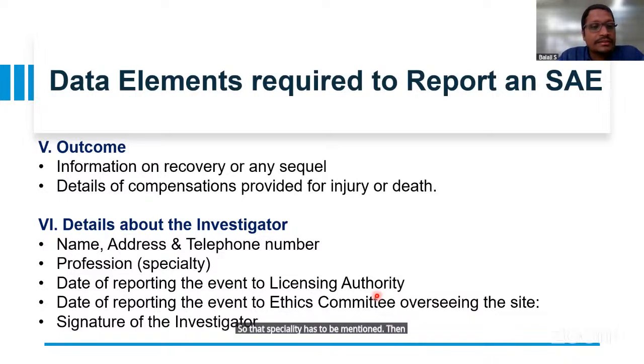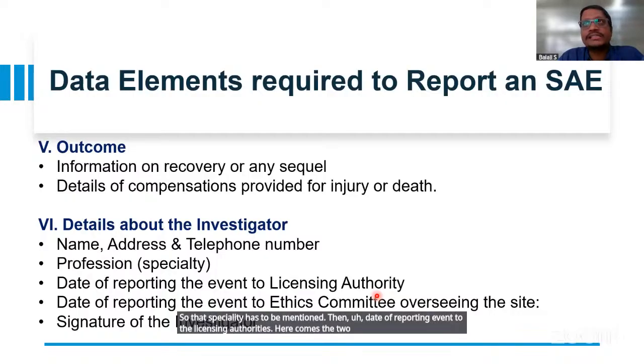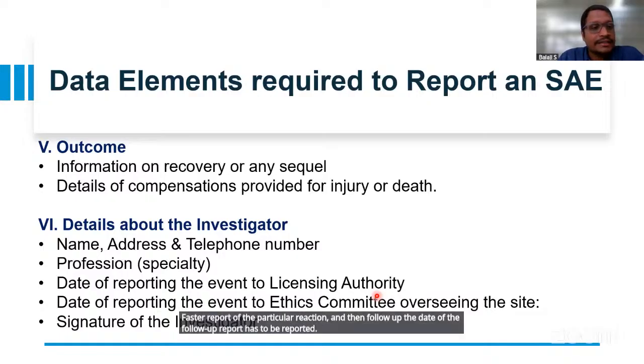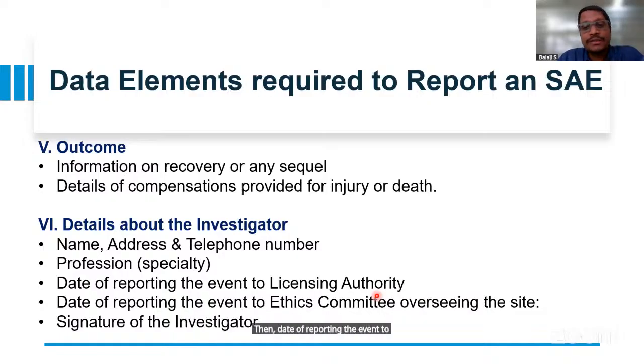Then the date of reporting the event to the licensing authorities. Here come two different dates: one is the initial date and the other a follow-up date. So both have to be mentioned. When did we report the first report of the particular reaction, and then the date of the follow-up report has to be reported. Then the date of reporting the event to the ethics committee overseeing the site.